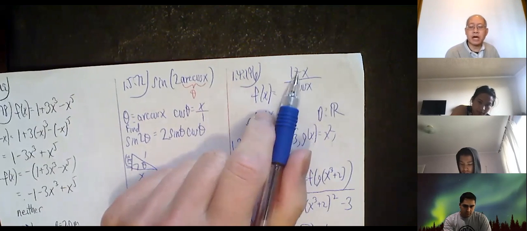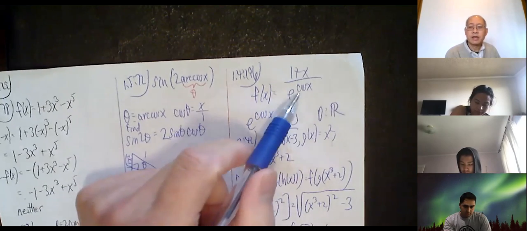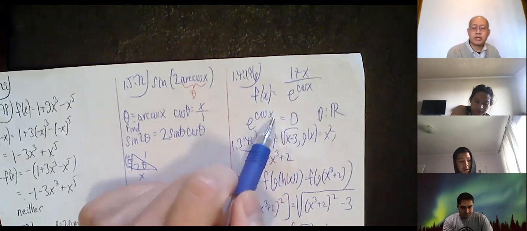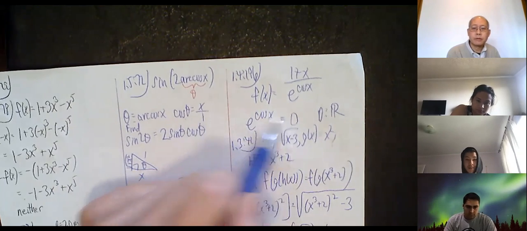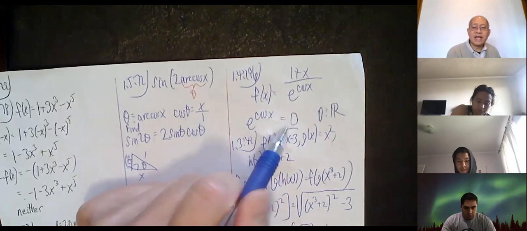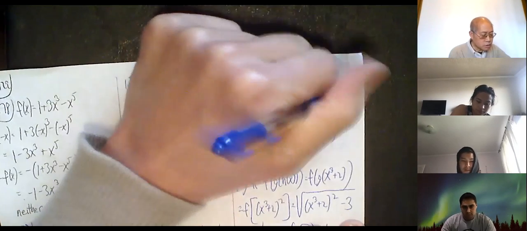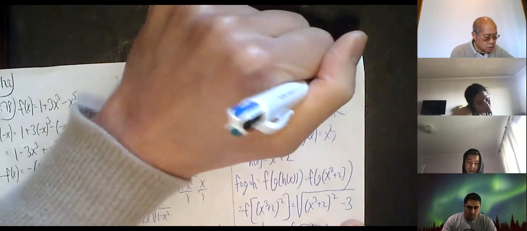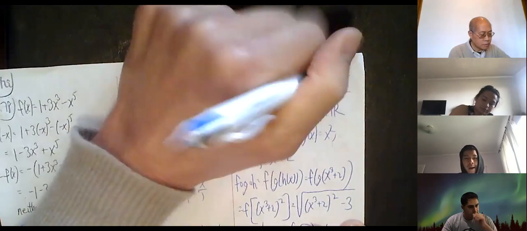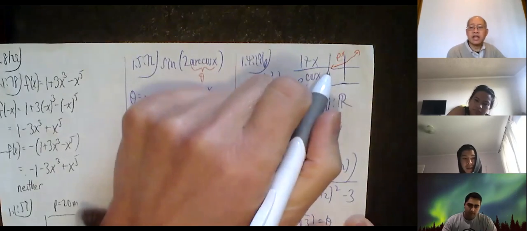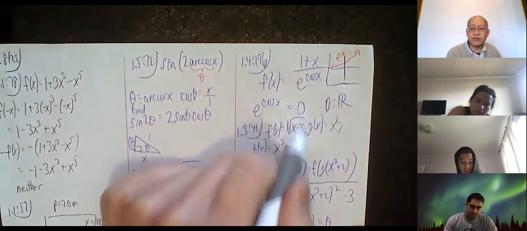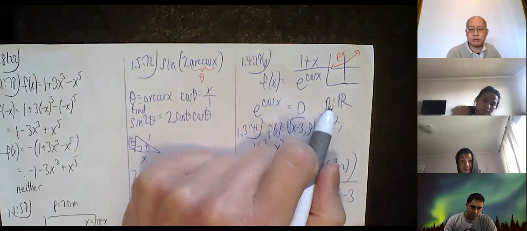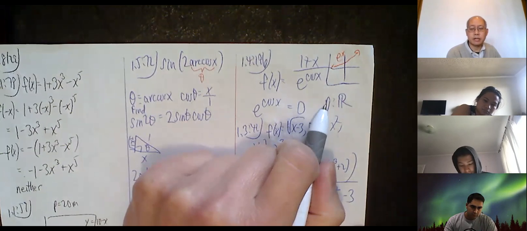Okay, no trouble on the top. Only look at the bottom, e to the cosine theta. I would only have trouble if this comes out to be 0. But e to anything is always positive. Little timeout. If you recall the graph of the exponential function, e to anything is always positive. It's never 0. The denominator can never be 0. Therefore, the domain is all real numbers. That's it.